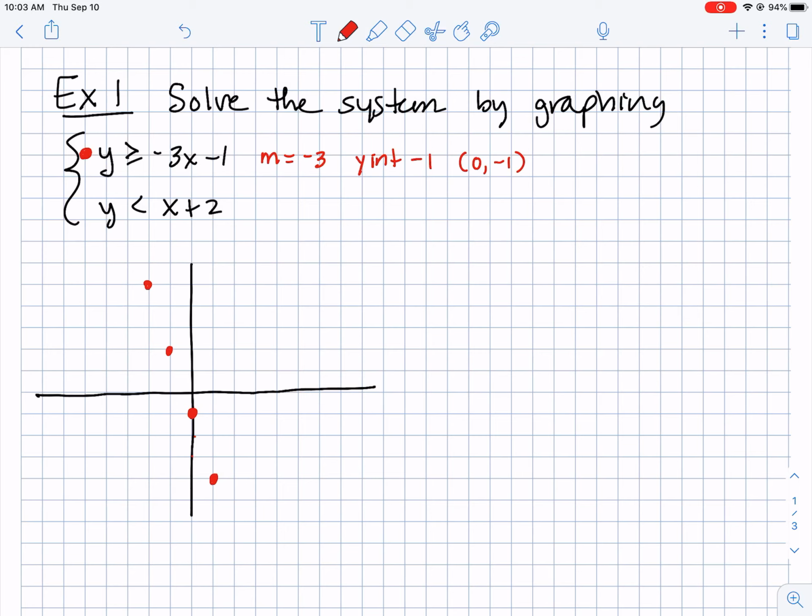I'm going to look, it's a greater than or equal to. That means it's going to be a solid line. The solid line indicates all the points on that line are going to be solutions to the inequality. It is a greater than, so I shade above.